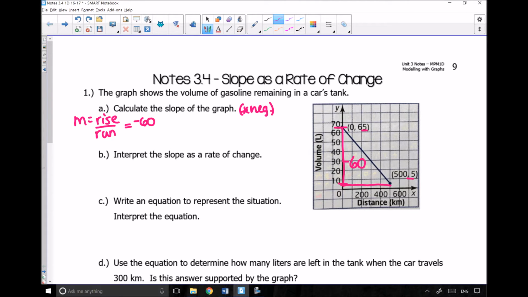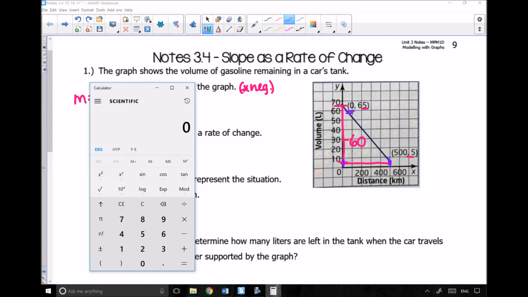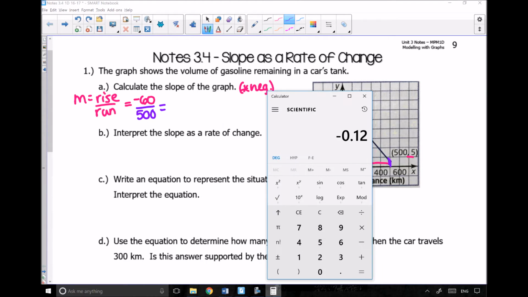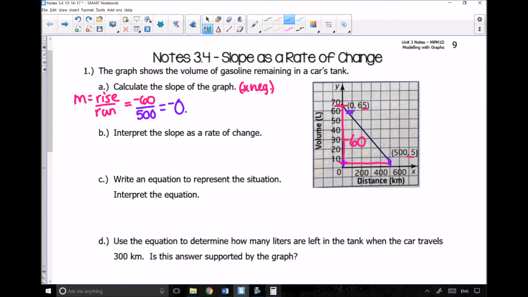And then my run, I want to see how much it went over by. So how much did it go over by? Well, it started at 0 and it went to 500, so it went over by 500. So I'm going to divide negative 60 by 500, and I end up getting negative 0.12. So I'm going to say that my answer here is negative 0.12, which is what we wanted to get. We should get a negative value.